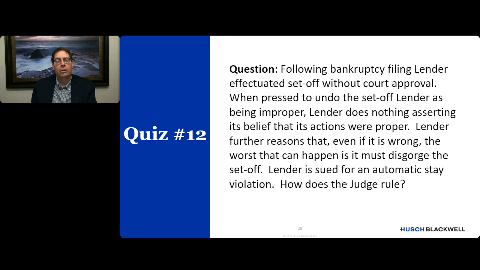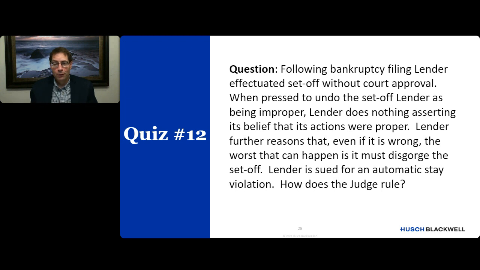Okay. The question is, following the bankruptcy filing, the lender effectuates a set-off without court approval. And then the lender gets pressed to undo the set-off. The lender says, I think I'm fine. I think what I did was okay, and I'm not going to do nothing. And guess what? Even if I'm wrong, the worst that can happen is I'll just be forced to cough the monies back to the estate. So the lender's sued for an automatic stay violation. You're the judge. How are you going to rule?